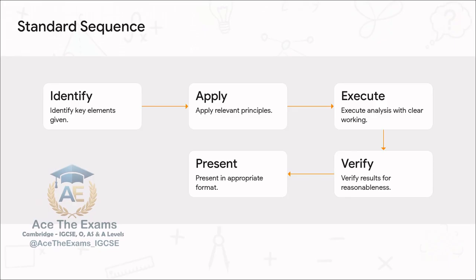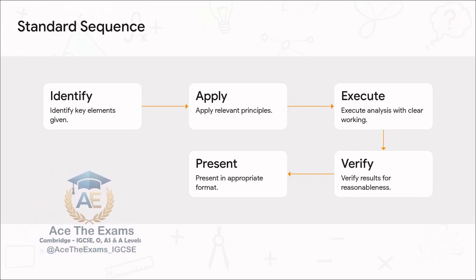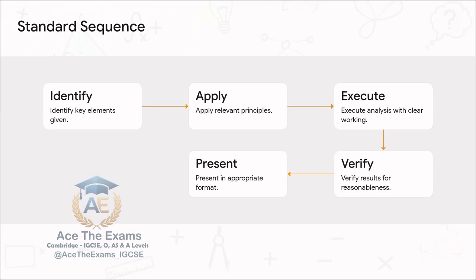Is the particle at rest? That means velocity equals 0. Is it at the origin? That means displacement equals 0. You literally need to write that down.